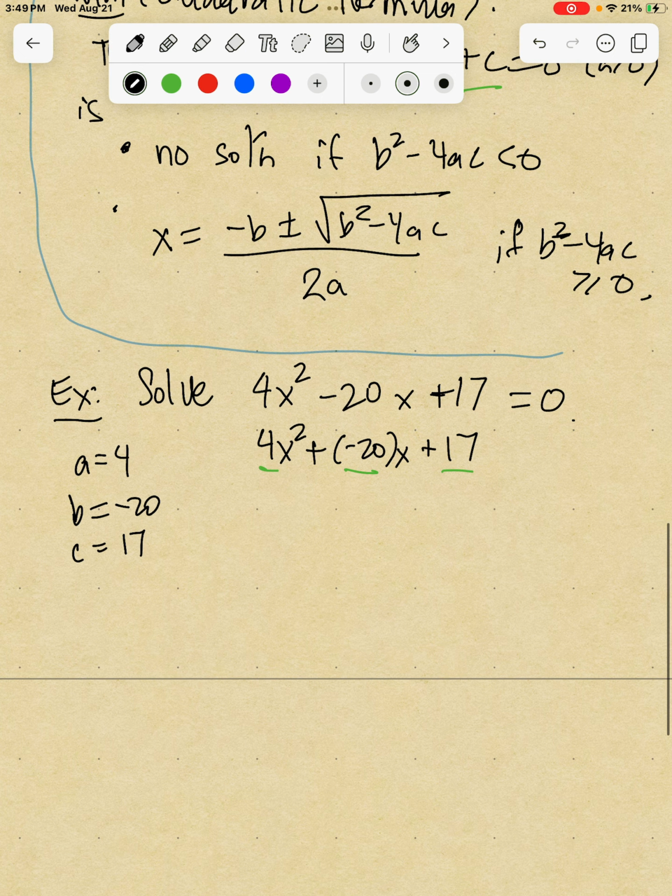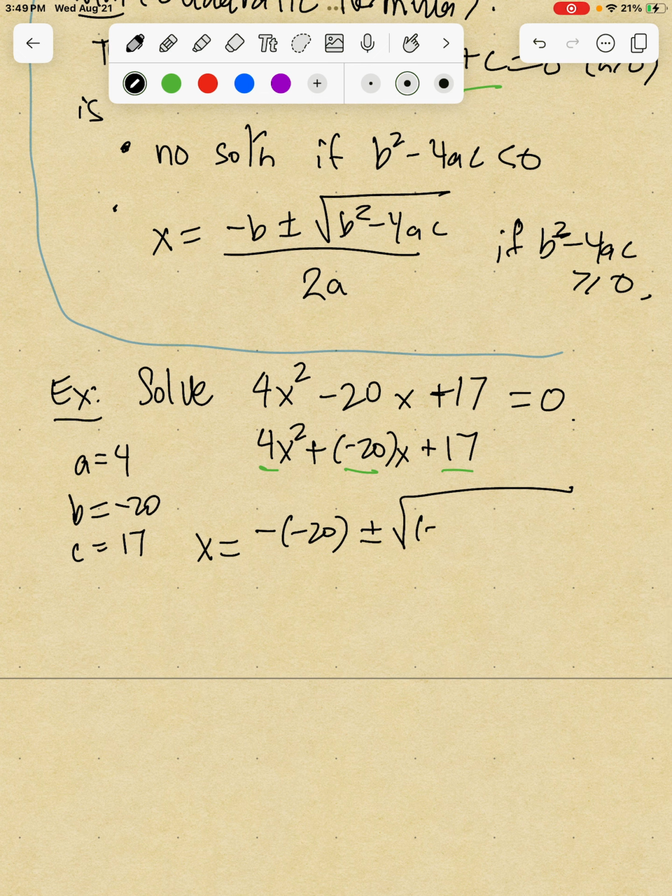So now I just plug it in. I get x equals negative b, that's negative 20, plus or minus the square root of b squared minus 4 times a times c, all over 2a.